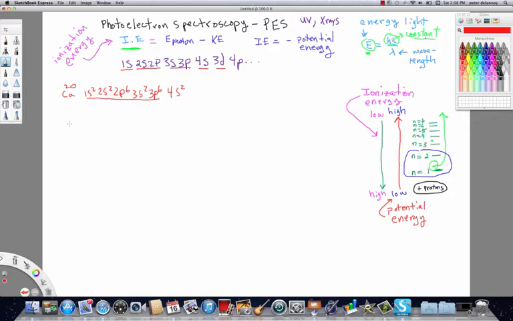So if we were to run a PES experiment on this, we're going to get a scan where the vertical axis gives us the relative amounts of electrons, and I'm just going to label this as numbers of electrons. And the horizontal axis gives us the ionization energy, the energy required to remove an electron. And ionization energy will be increasing in this direction. So in a PES experiment of calcium, we would expect to get the following peaks.